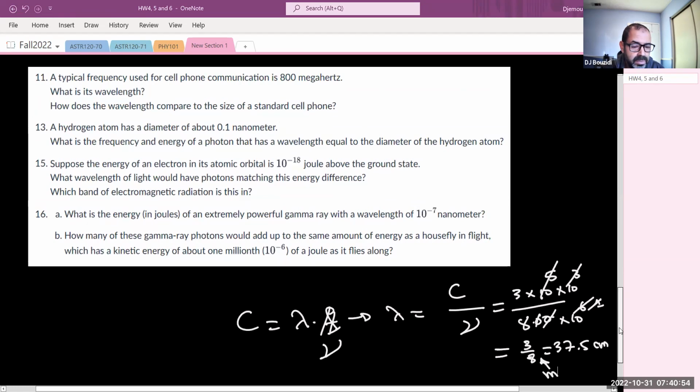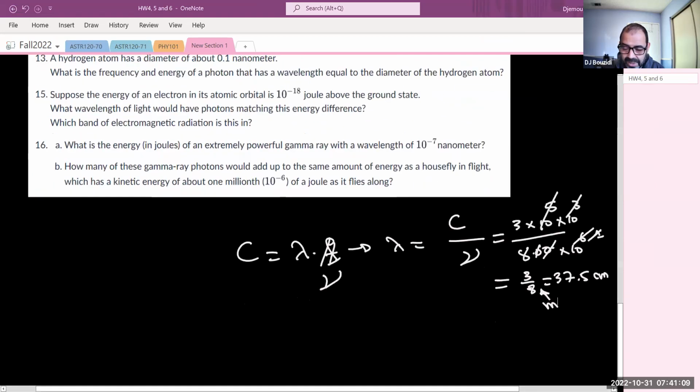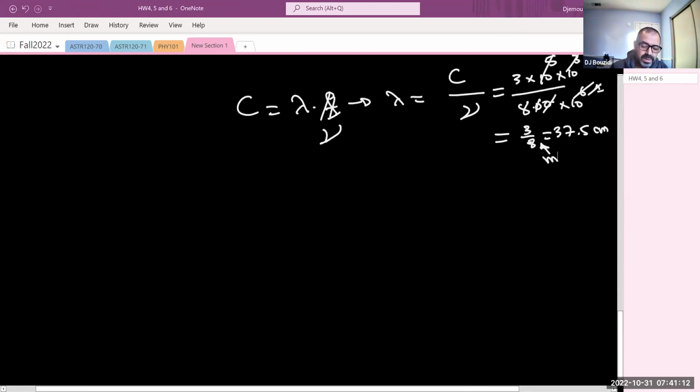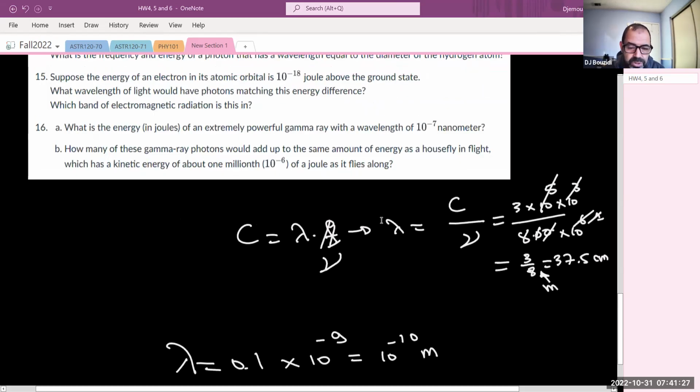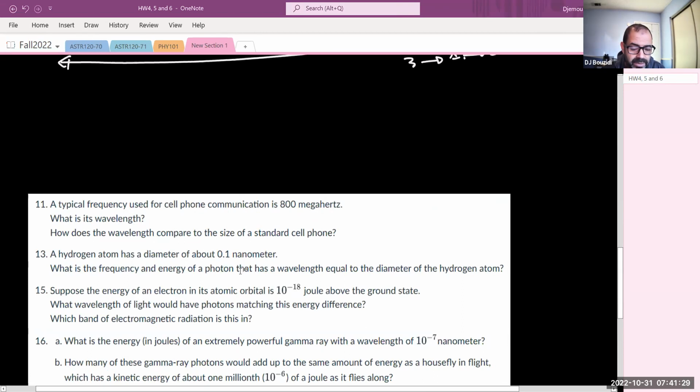A hydrogen atom has a diameter of 0.1 nanometers, a tenth of a nanometer, which is called the angstrom actually. What is the frequency and energy of a photon that has a wavelength equal to the diameter of the hydrogen atom? So we have the wavelength then is a tenth of a nanometer. The wavelength is 0.1 times 10 to the negative 9 meters, because again, nano is 10 to the negative 9. So this is 10 to the negative 10 meters. That's the wavelength. And they want to know the energy and the frequency.